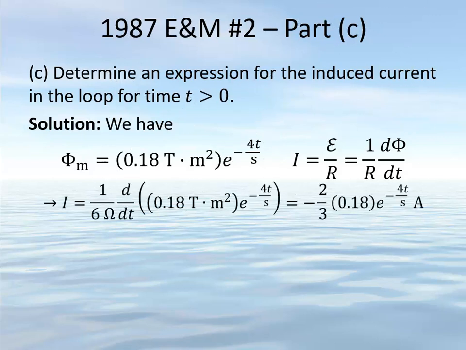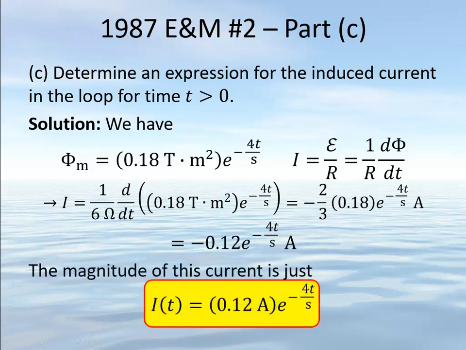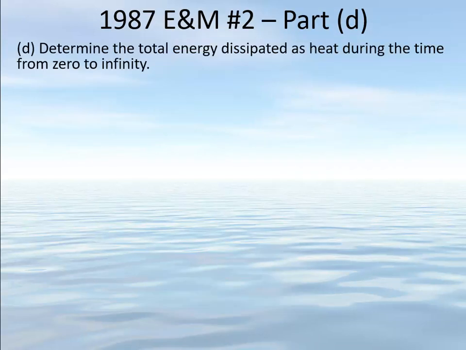So now, plugging in our equation for the magnetic flux, in other words, what we got in part A, we take a time derivative of that. So after applying the proper chain rule, we end up getting an expression for the magnitude, at least, of 0.12 amps times e to the minus 4t per second. So there is the magnitude of our current as a function of time. And notice that as time goes onward, that current is also itself going to decrease.